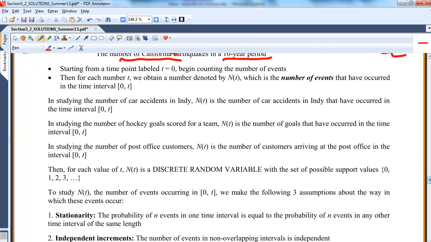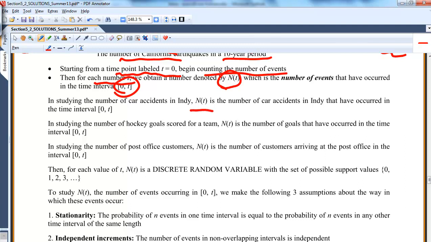So I guess the best way for me to show it is to write this out. Start at a time period and label it t equals 0. Starting at t equals 0 to some finishing point t, you're going to count the number of events that occurred in that interval. So for some final number t, N of t is just the number of events. It's a random variable. It's counting how many of those events happened in the interval 0 to t.